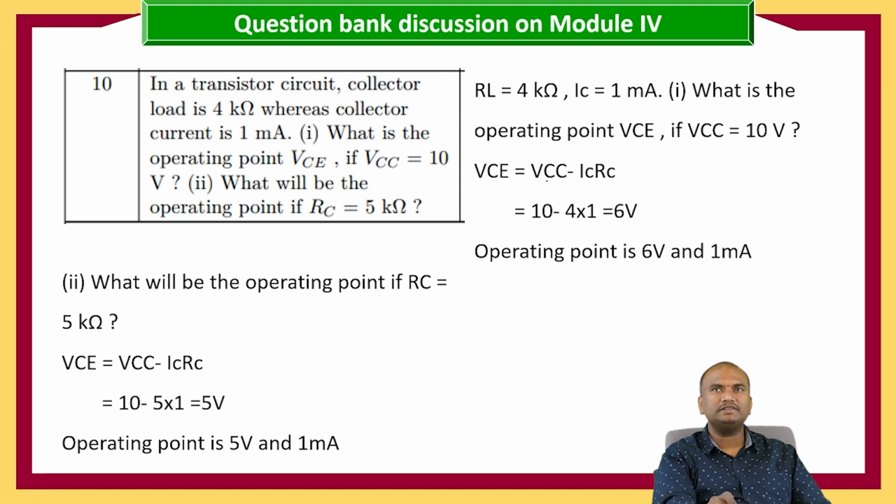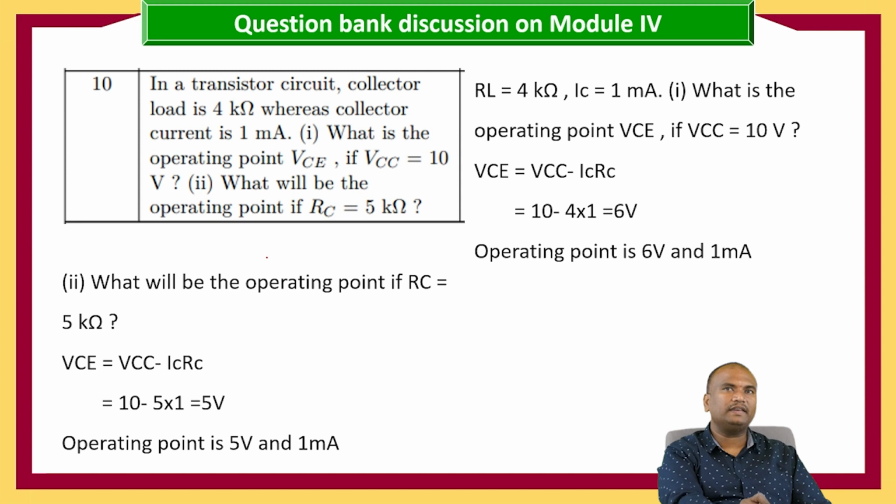So VCE is equal to VCC minus IC into RC. Here 10 minus IC value, 4 kilo ohms into 1 milliampere. Kilo and milli will get cancelled, so it will become 4 into 1, 4. 10 minus 4, which is equal to 6 volts. So the operating point is 6 volts and 1 milliampere.